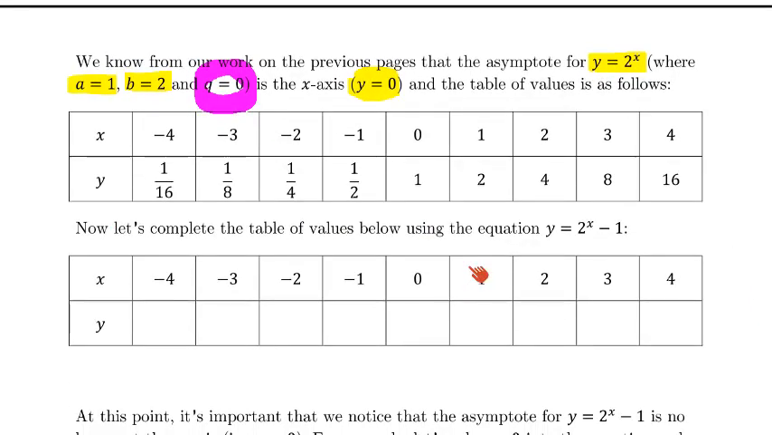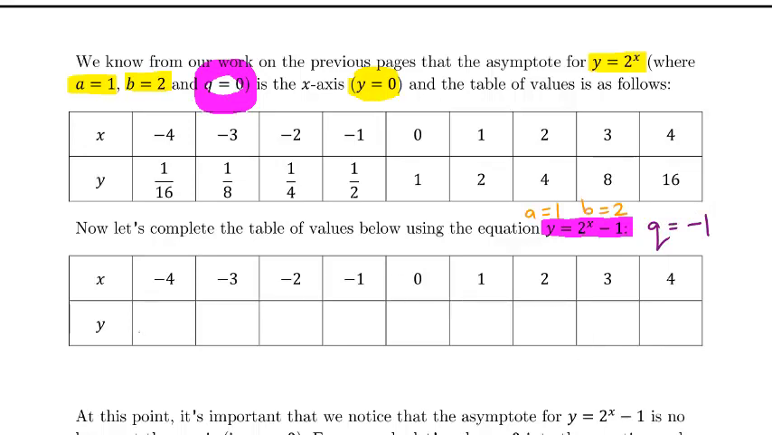Now what we're going to do is complete the table of values using the equation y is equal to 2 to the x minus 1 over here. What are our parameters here? Well, it shouldn't be a surprise that a is still just a positive 1, that b is just a positive 2, exactly the same as what we have here. But now q is a different value. Q is now equal to minus 1 over here, guys. And that should make sense. We're investigating what the parameter q does. Let's calculate a few points over here, guys.